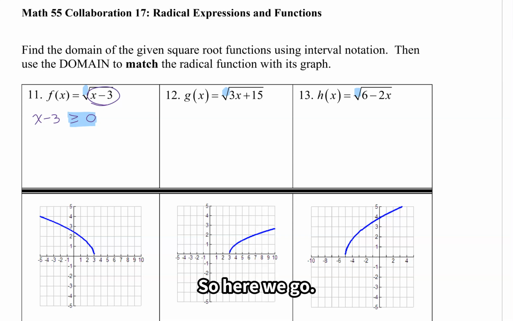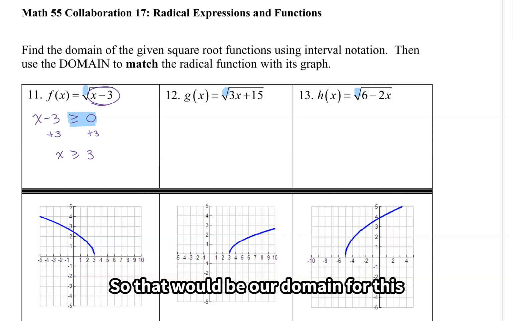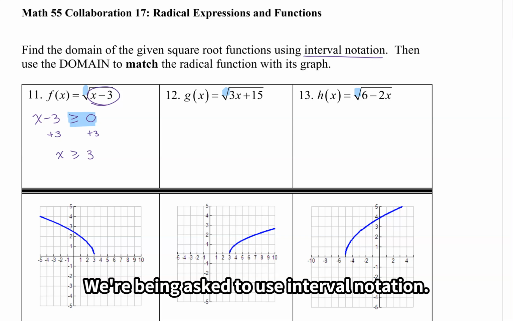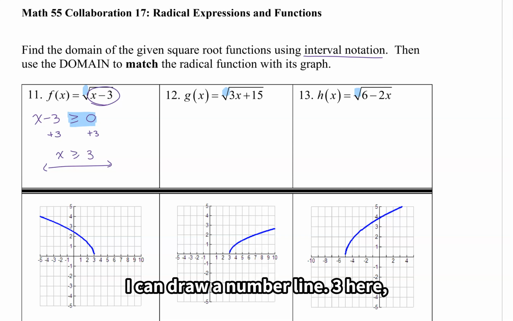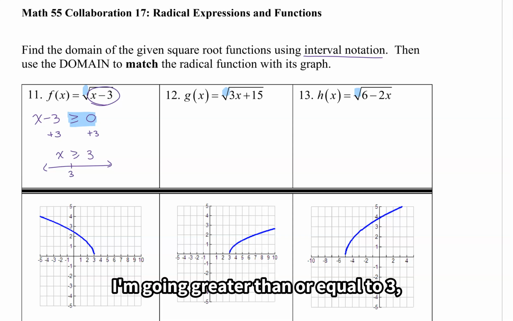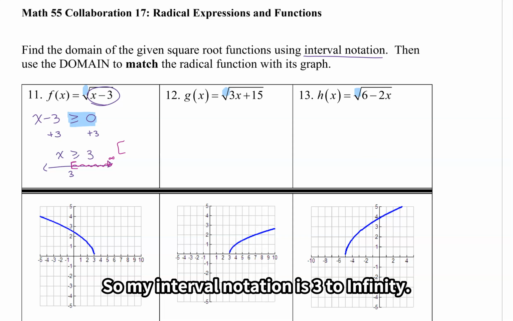So here we go. X minus 3 is greater than or equal to 0. I want to isolate the x, so I'll add 3 to both sides. X is greater than or equal to 3. So that would be our domain for this f of x function. We're being asked to use interval notation. So as a reminder, I can draw a number line. 3 here. I'm going greater than or equal to 3, all the way up to positive infinity. So my interval notation is 3 to infinity.